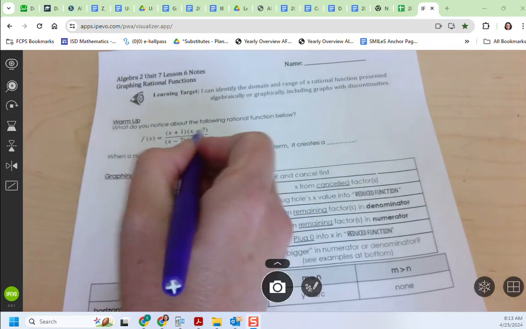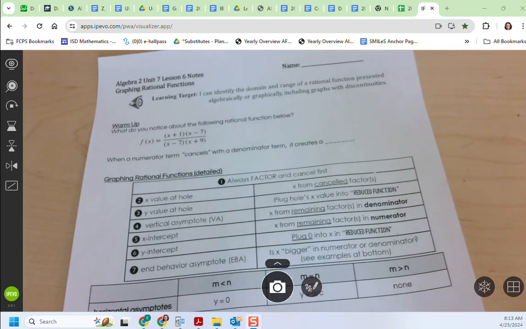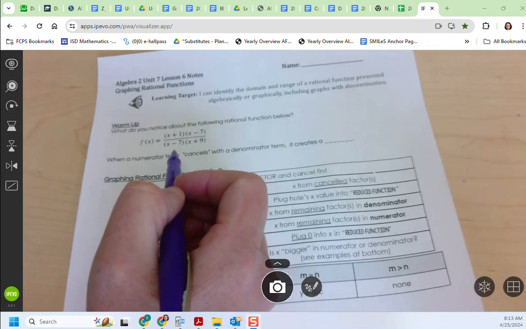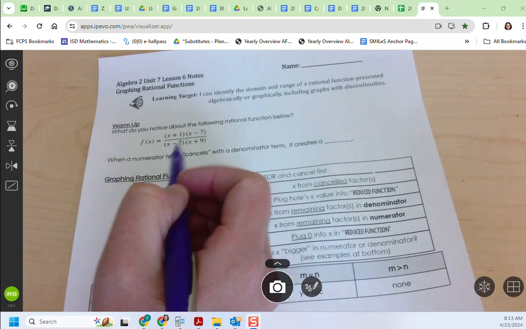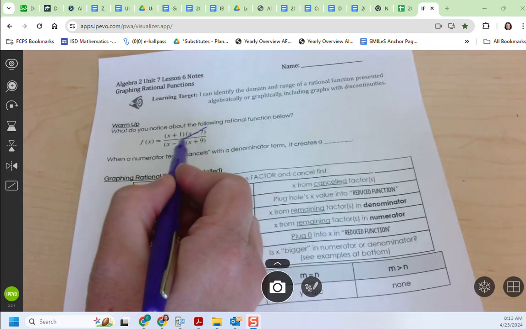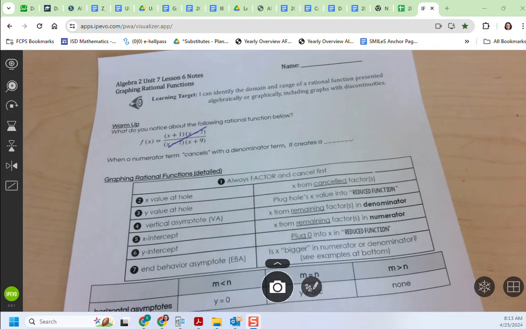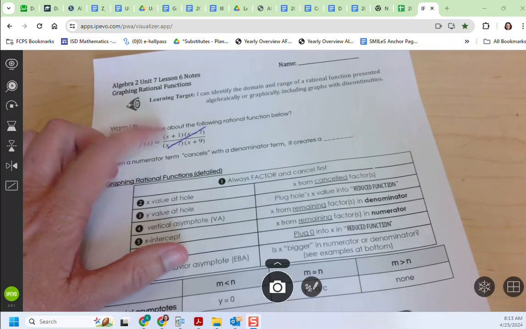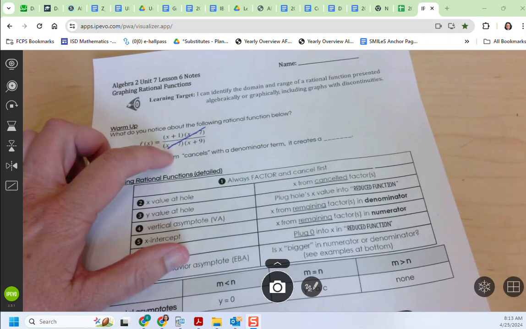So what did you notice about the rational function? Anybody else notice the 2x minus 7s? What should we do with those? Cancel. We should cancel them. So when you have factors cancel in a rational function and then you want to graph it, that factor is still a part of the original function, and 7 would still make your original function have a denominator of 0, which is not okay.